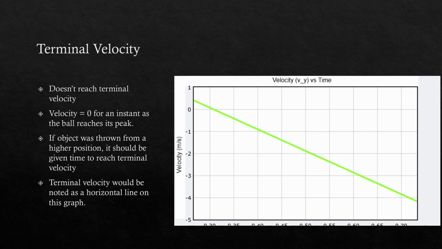Terminal velocity would be noted as a horizontal line on this graph. And for an object to have zero net force, the velocity would not accelerate or decelerate. This would be the definition of terminal velocity.